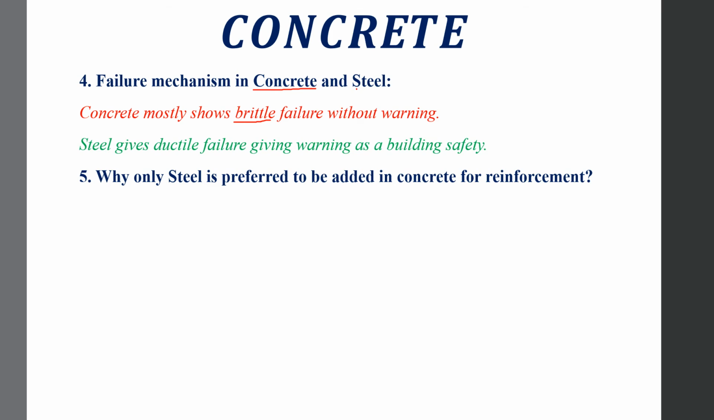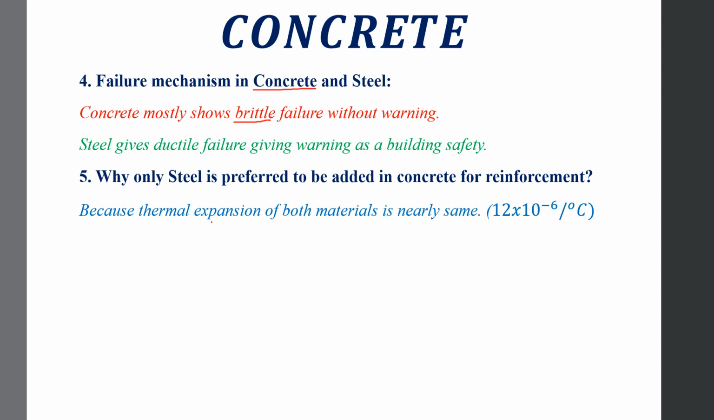The fifth point is why only steel is preferred to be added in concrete for reinforcement. Why can we not use copper or other materials in concrete for reinforcement? The simple answer is the thermal expansion coefficient of both materials, steel and concrete. Both have nearly the same coefficient of thermal expansion.